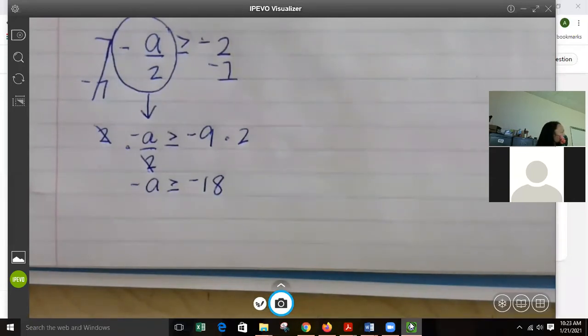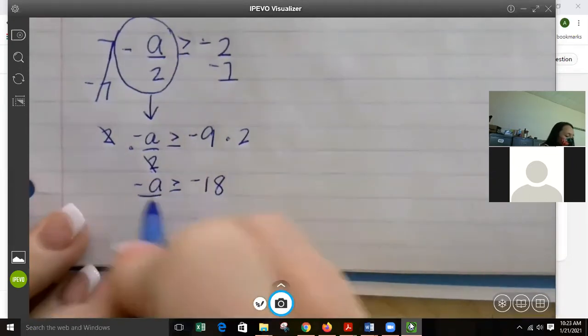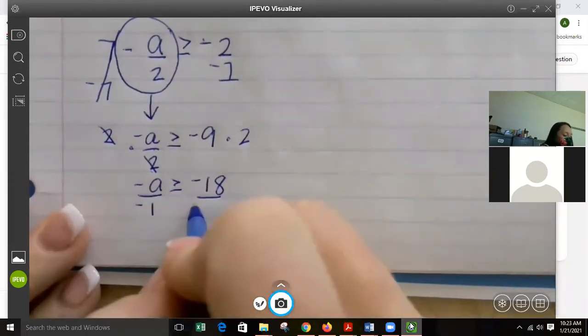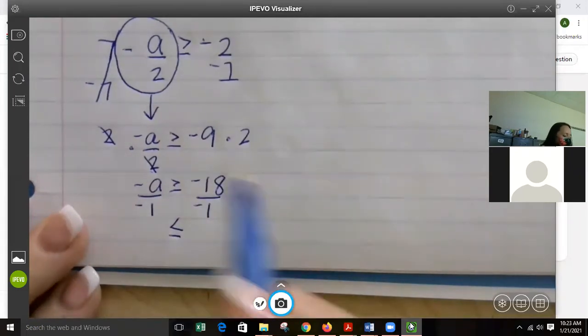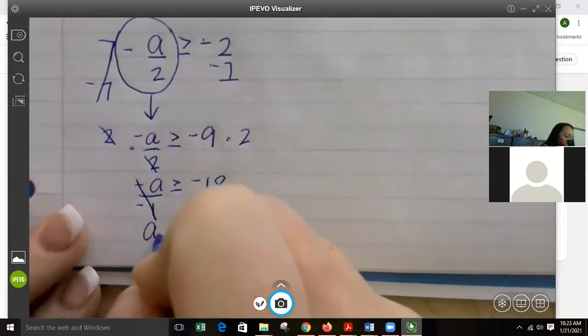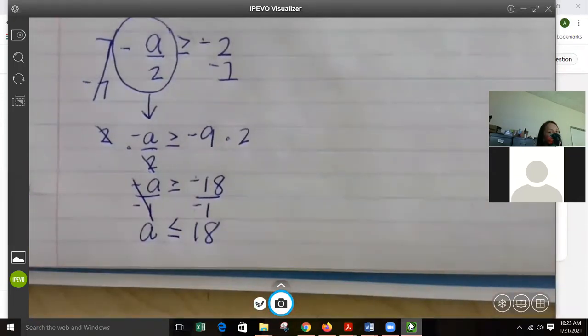How do I solve for a? Divide by what? What kind of 1? Negative 1. And since I divided by a negative, I'm going to flip the inequality. That leaves me with a on this side, and a negative over a negative makes a positive 18. And again, guys, use your calculators on that. That's perfectly fine. Don't feel bad. Okay. Any questions on that one?